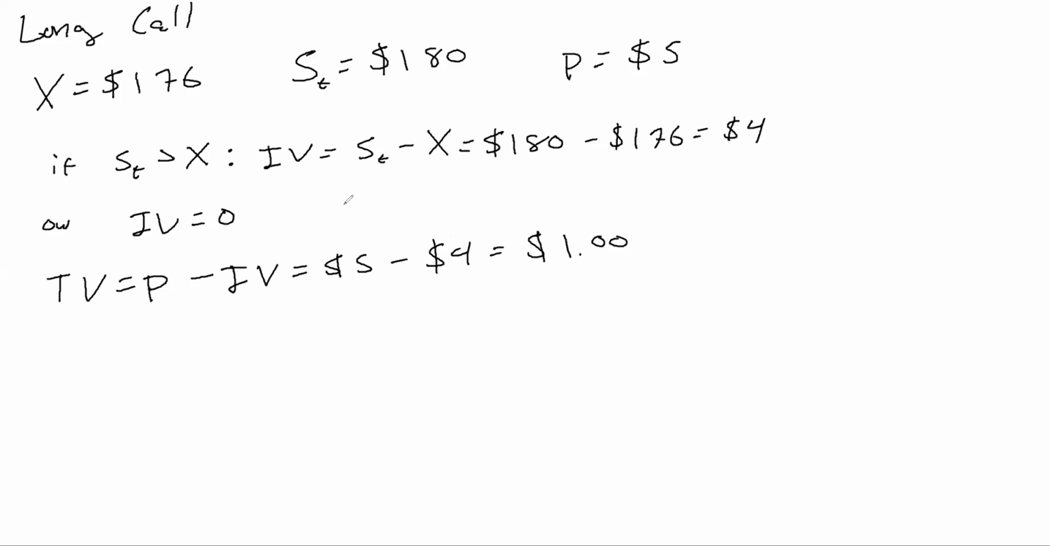And the intrinsic value could also be written out with the maximum function. This is only for a call option. Intrinsic value would be the maximum of the stock price minus the exercise price, or 0. So if the stock price is less than the exercise price and this is negative, the maximum function would choose 0. Either one will work. You do it with the if statement or the max. So this was part A.